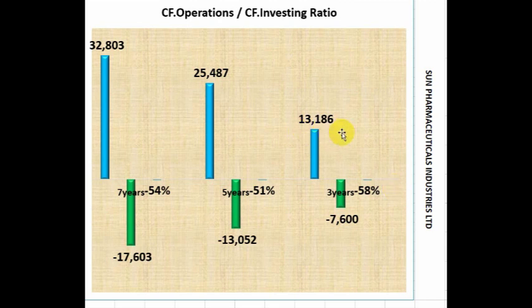So we see in the last 3 years the company has earned around 13,000 on average every year as cash from operations, whereas it is investing 7,600 in its investing activity. That's 58% of the cash earned from operations. So around 58% of the cash which was earned from operations was invested in investing activity.